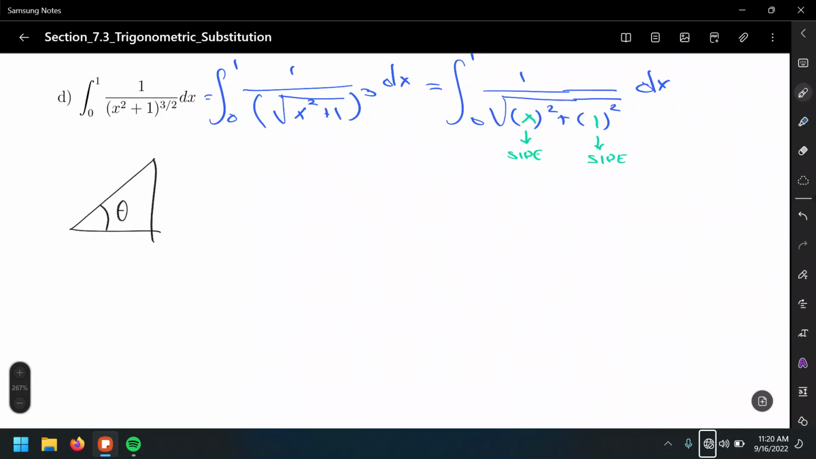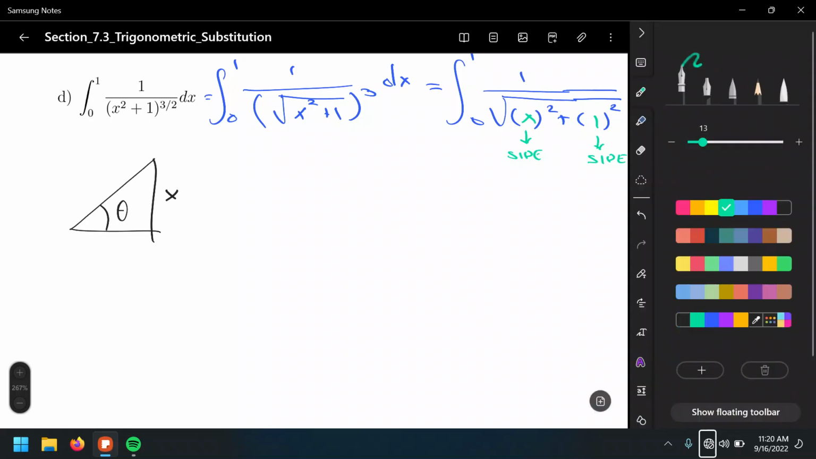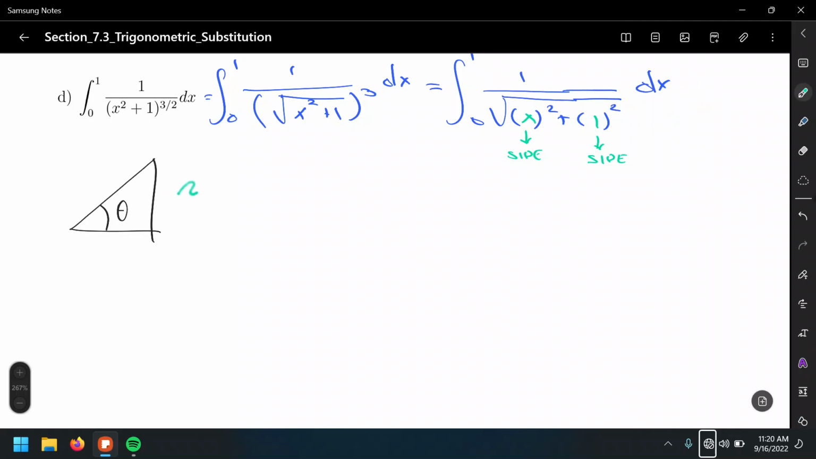Theta equals, well, we have two options for the side, but again, my advice is to have the opposite side be the one that contains the variable x or y, your favorite letter, or the given letter, whatever it is. So how about x over 1? I mean, not x over 1, x and 1, and this will be x squared plus 1.